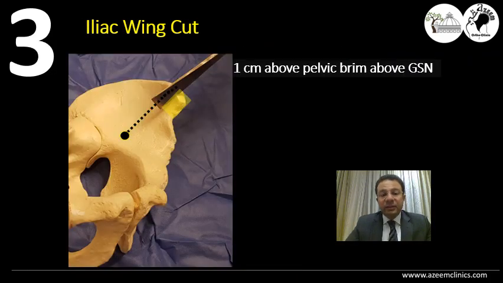Finally, the ilium cuts. We start with an iliac wing cut in a direction from distal to proximal after doing an anterior superior iliac spine osteotomy, stopping 1 centimeter above the acetabular rim.